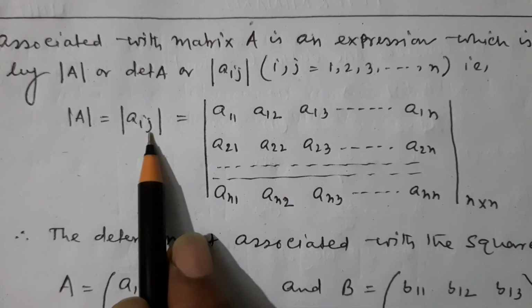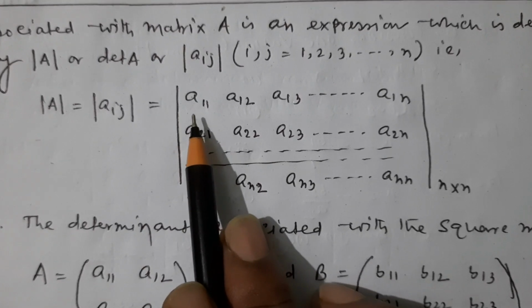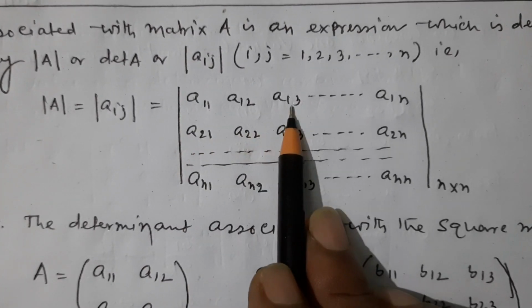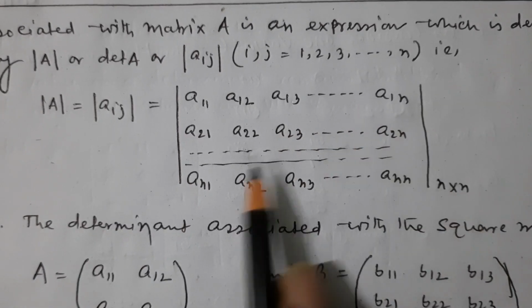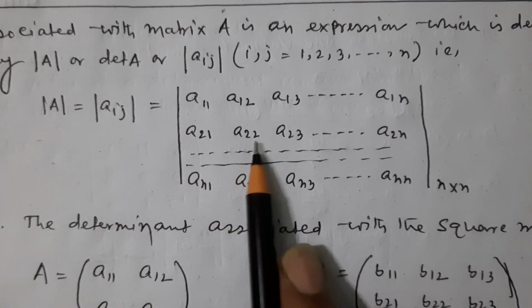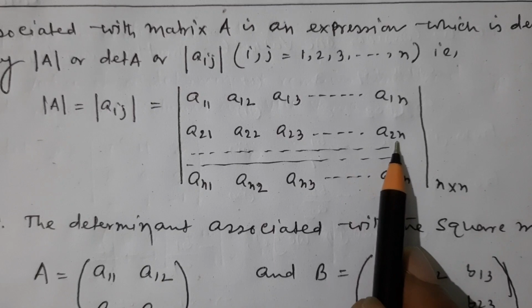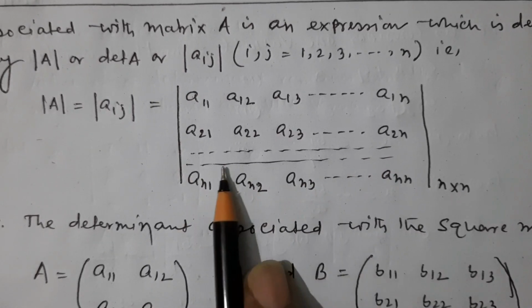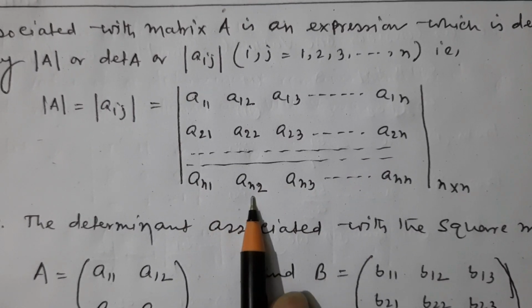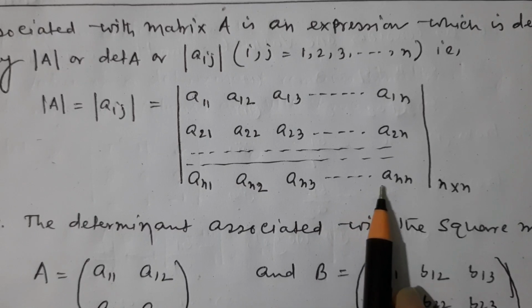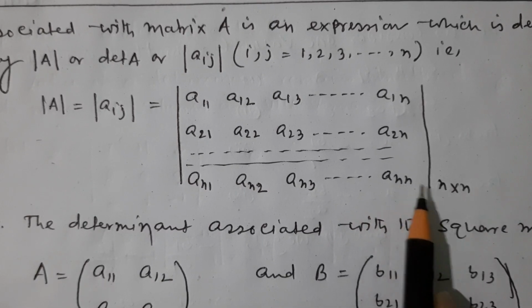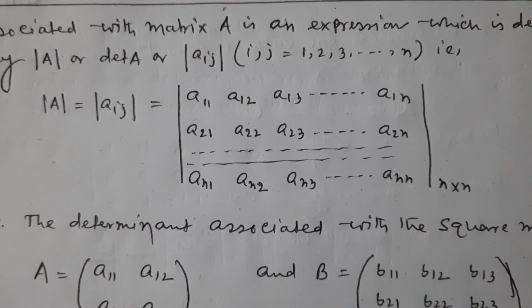That is, determinant of A equals Aij, which equals a11 a12 a13 up to a1n, a21 a22 a23 up to a2n, and so on up to an1 an2 an3 up to ann. This is n cross n.